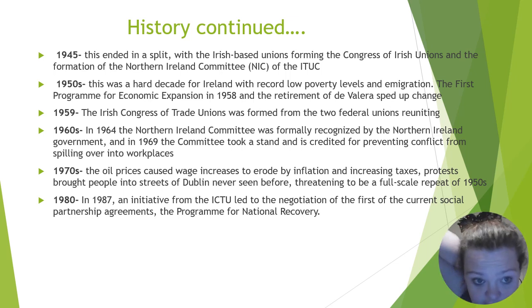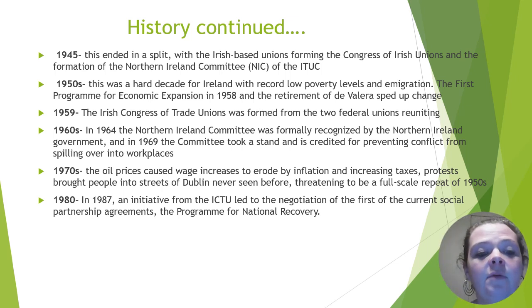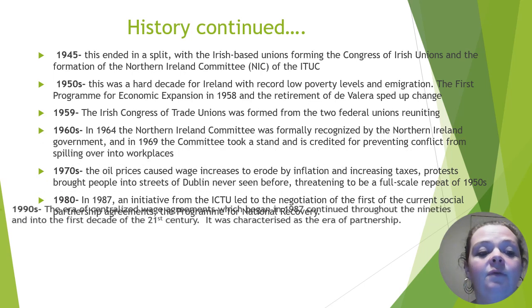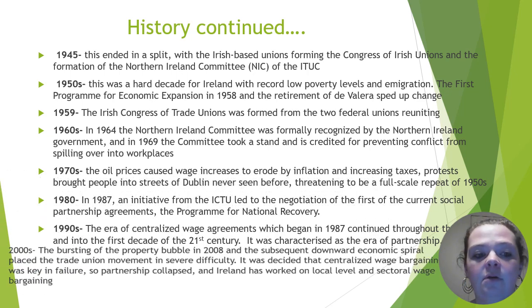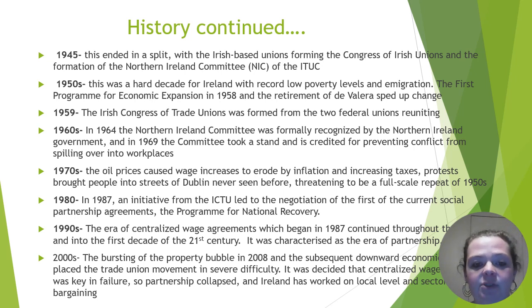In 1987, an initiative from the ICTU led to the negotiation of the first of the current social partnership agreements, the Program of National Recovery. And in the 1990s, the era of centralized wage agreements, which began in 1987, continued throughout into the first decade of the 21st century. It was characterized as the era of partnership. However, in the 2000s, that bubble was burst with the subsequent downward economic place of the trade union movement and severe difficulty.